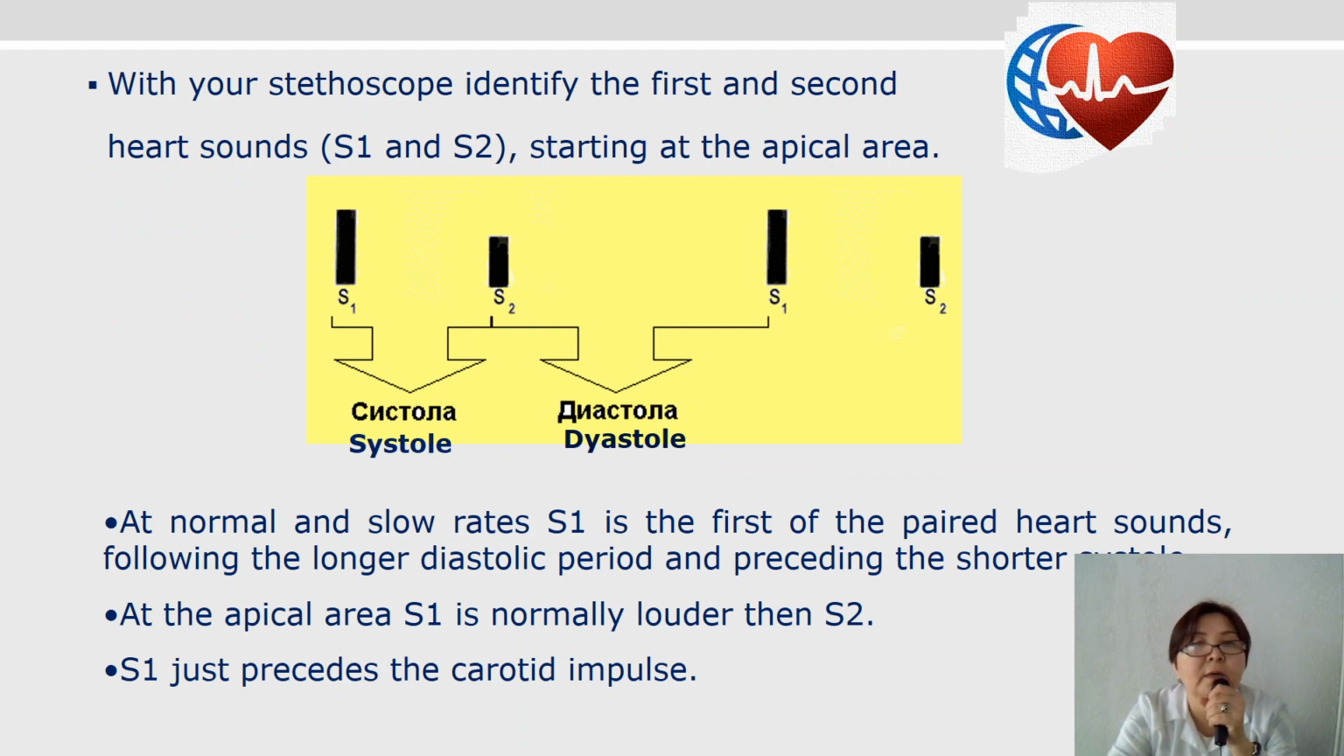With your stethoscope, identify the first and second heart sounds, S1 and S2, starting at the apical area. At normal and slow rates, S1 is the first of the paired heart sounds, following the longer diastolic period and preceding the shorter systole. At the apical area, S1 is normally louder than S2. S1 just precedes the carotid impulse.